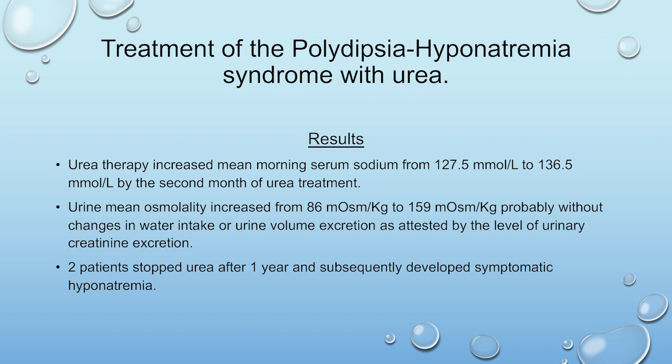Urea treatment increased mean morning serum sodium from 127.5 to 136.5 by the second month of urea treatment. Mean urine osmolality increased from 86 milliosms to 159 milliosms per kilogram, probably without changes in water intake or urine volume excretion, as attested by the level of urinary creatinine excretion. 2 patients stopped urea after 1 year and subsequently developed symptomatic hyponatremia.